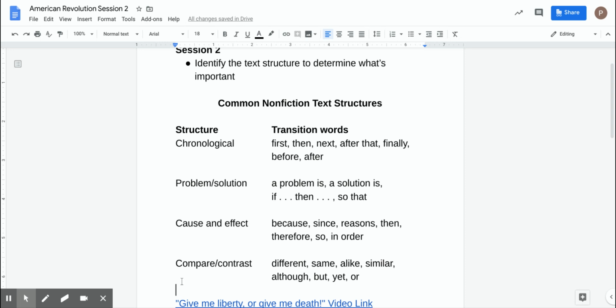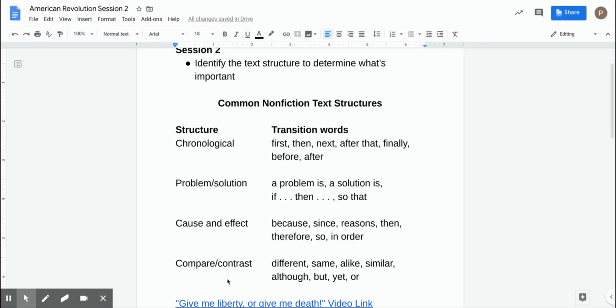And then you have compare and contrast, where you're talking about basically how are they similar and how are they different. So you might see words like similar or different, or same, alike, although, but, yet, or. So those are some of your clue words to figure out what we're doing.